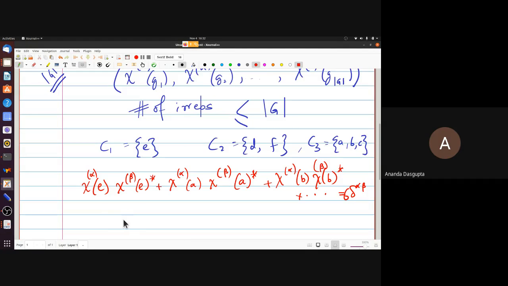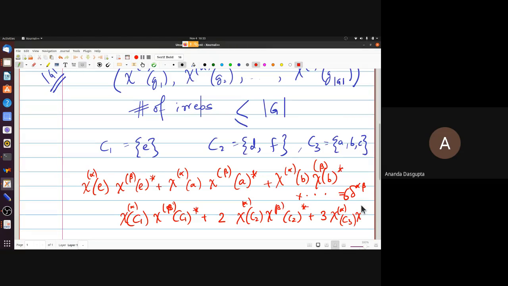But what you can do is, instead of summing up over group elements, as was done here, you could just say chi alpha C1, chi beta C1 star, plus chi alpha C2, chi beta C2 star, times 2, because C2 is of course D and F, there are 2 of them, and 3 of A, B, C, and for each of them you get the same contribution. This is also equal to 6 delta alpha beta.